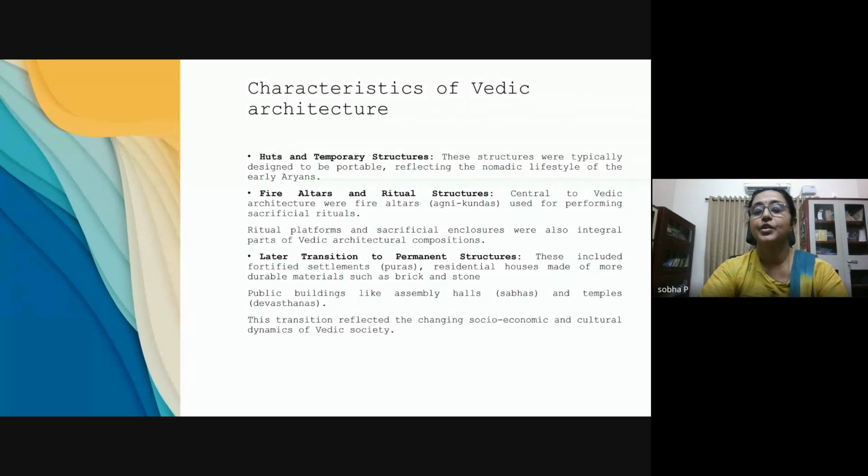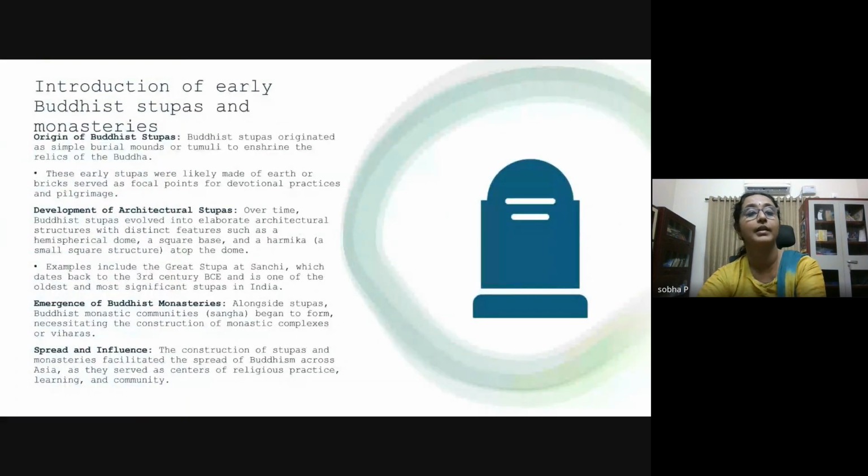Later, there was a transition to permanent structures. There were specific names given to the settlements, that is puras, which are fortified settlements, and the residential houses were made of brick and stone. Public buildings were called sabhas and temples are devasthanas. So that was the transition that happened in the Vedic period.